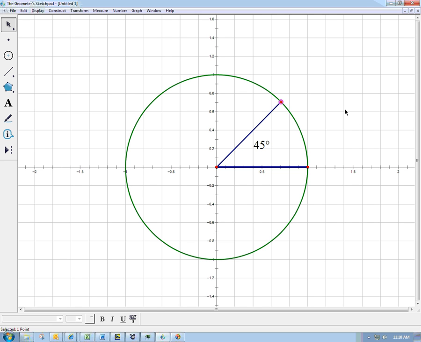A short introduction to the idea of coterminal angles and putting angles in standard position.